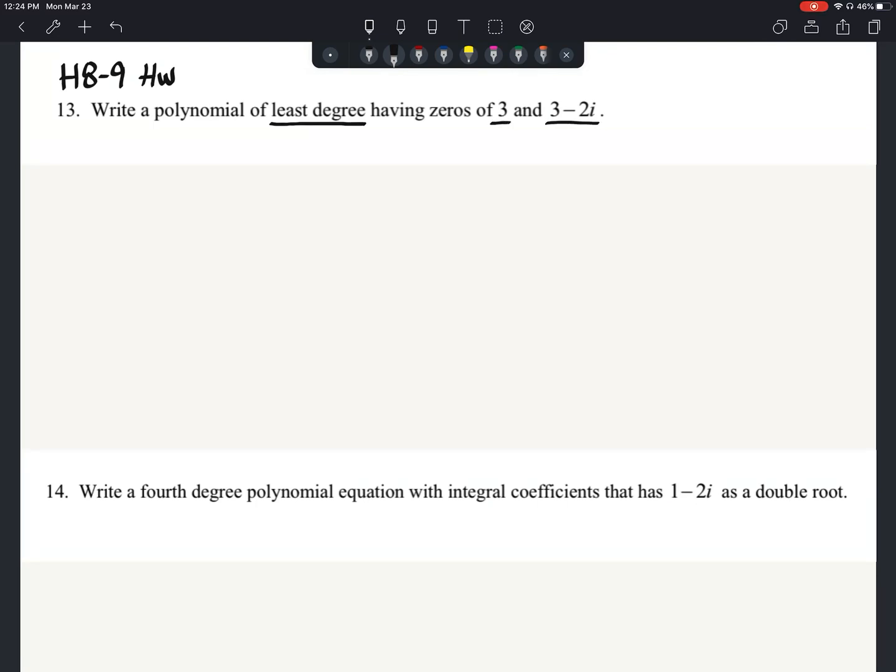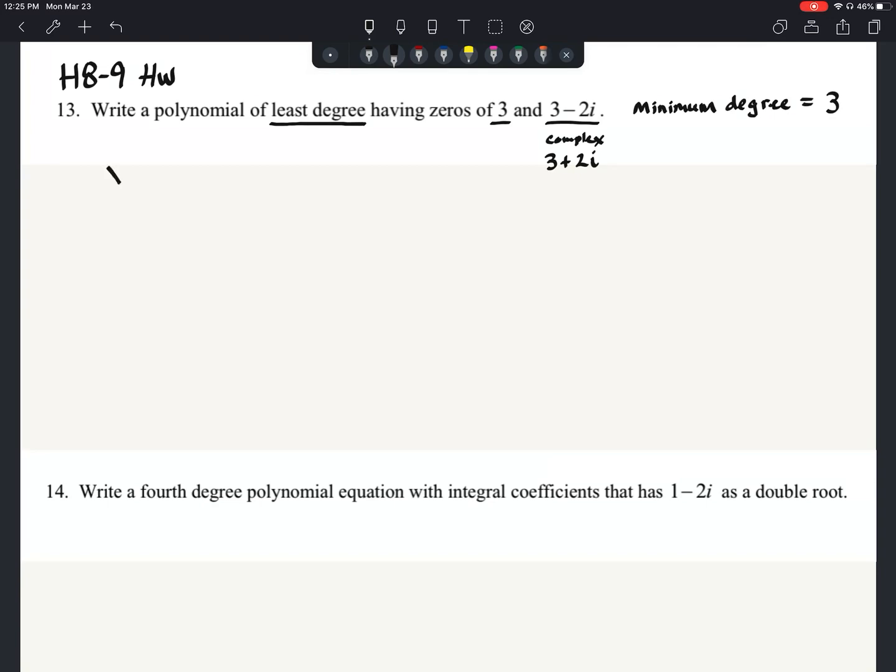But since we're given two roots, you think possibly maybe there's going to be two roots. But with this one being complex, remember they always come in pairs. So since we're also going to have a root at 3 plus 2i, our minimum degree for this one is going to have to be a third degree polynomial, or a cubic. So our minimum degree is 3.